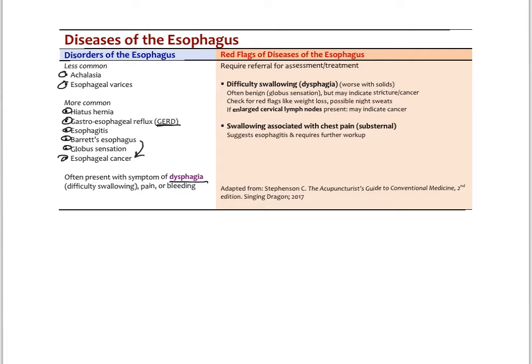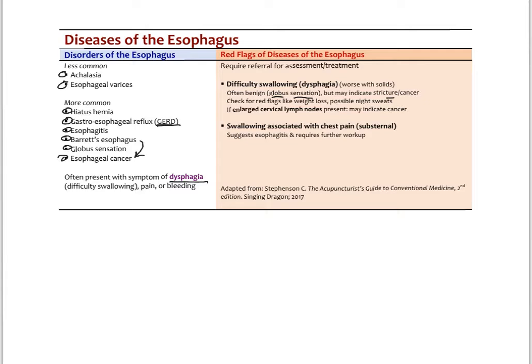Red flags that require referral for further assessment and treatment would be, again, dysphagia with solids. Usually it can be just globus sensation, that would be benign, but it could also indicate a stricture or cancer, so that should be further followed up.